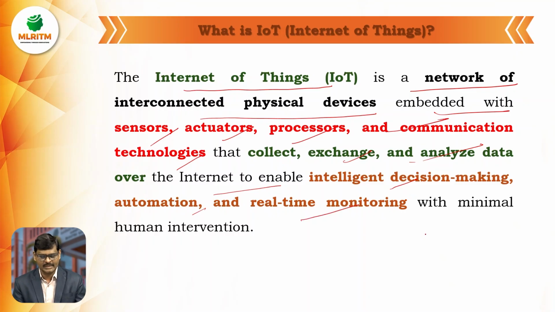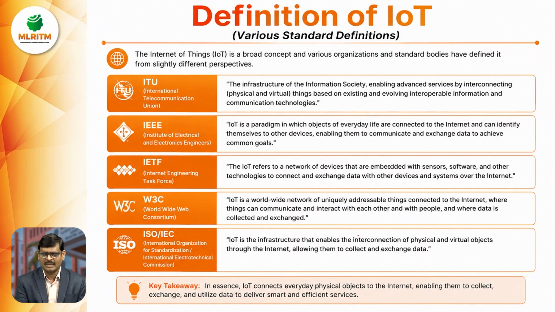So, these IoT definitions are given in various ways. The Internet of Things is a broad concept, and various organizations and standard bodies have defined it from slightly different perspectives. ITU, the International Telecommunication Union, has defined it as the infrastructure of the information society, enabling advanced services by interconnecting things based on existing and evolving interoperable information and communication technology.